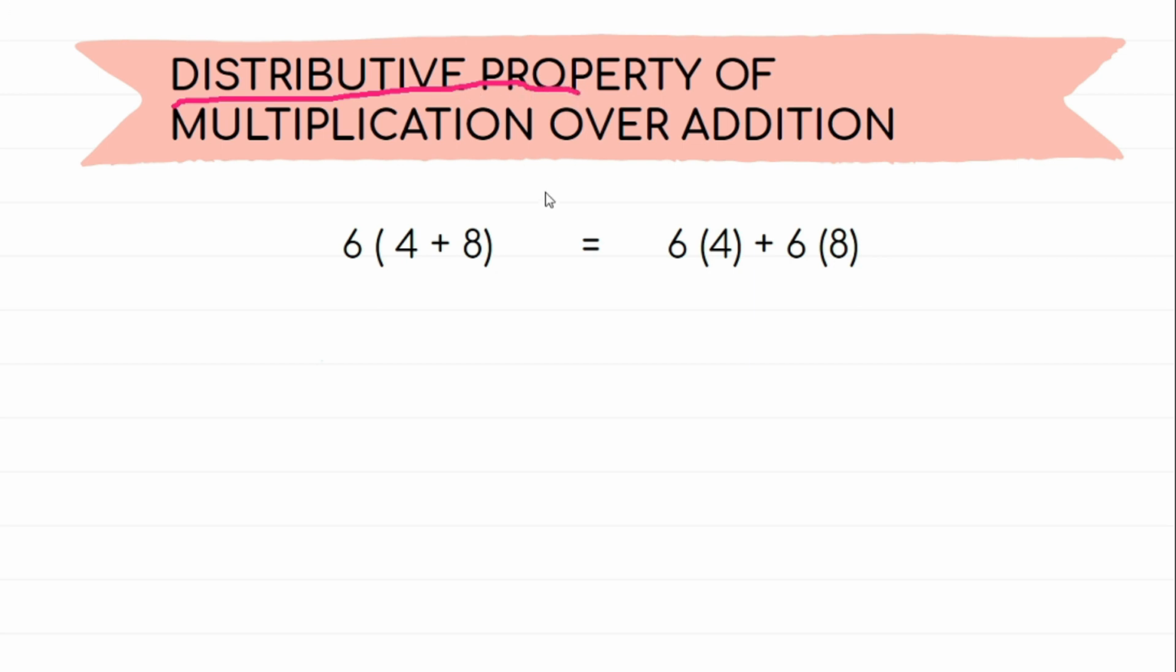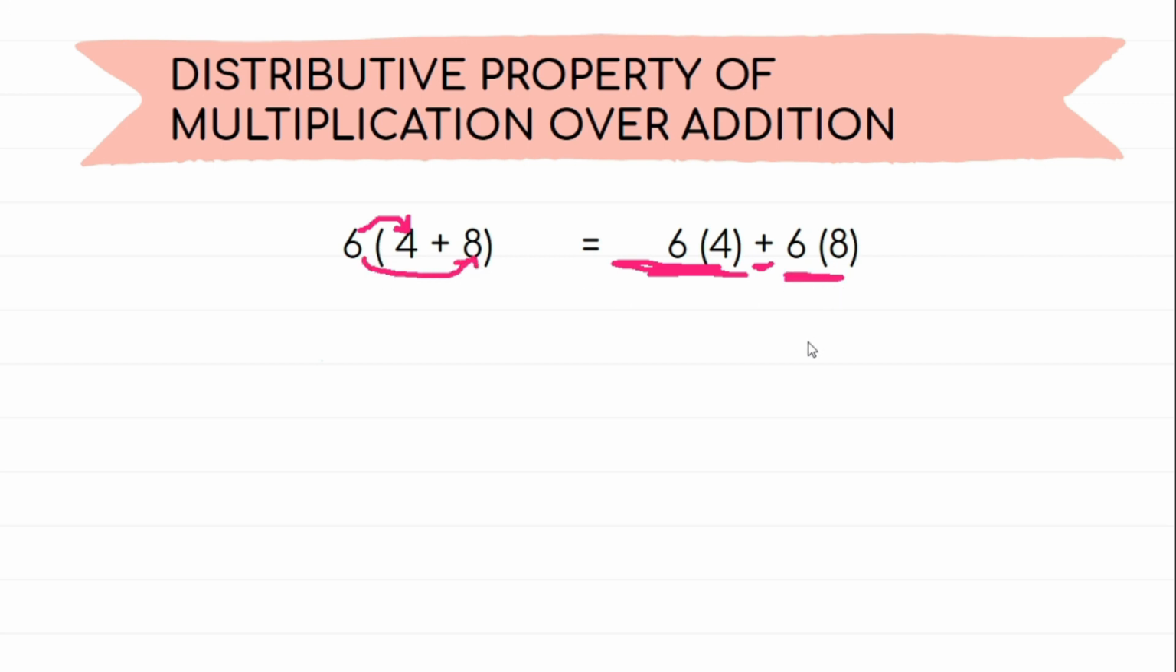Okay, so pwede daw natin siyang i-distribute gamit tong distributive property of multiplication over addition. Ibig sabihin, itong si 6, pwede nating i-multiply muna kay 4. So, that's 6 times 4 here. At itong 6, pwede din kay 8. I-multiply kay 8. 6 times 8. Tapos, kopyahin natin yung addition. So, that is multiplication over addition. Ulit, 6 times 4, i-distribute natin by the word itself, distributive. 6 times 4, dahil plus siya, so plus si 6 times 8.